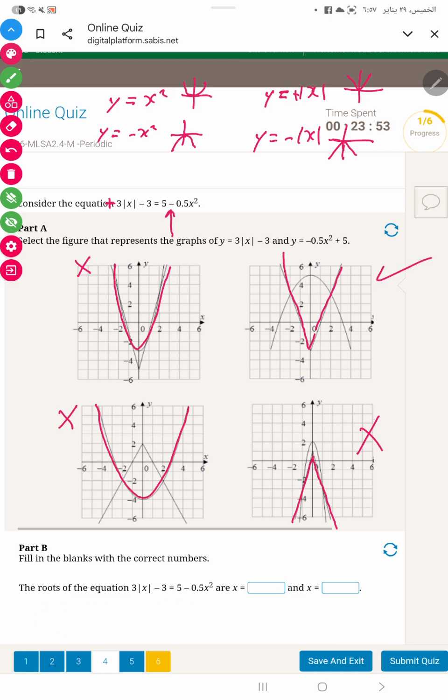In part B, they ask us about the roots. Roots means, since we have an equal sign, where they meet. So where they meet here and here, at 2 or minus 2. So we put minus 2 and 2.